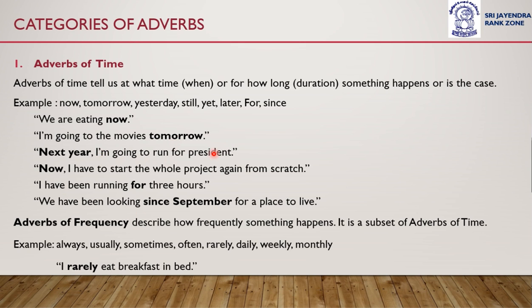Next year I am going to run for president. So next year is the adverb of time in this sentence. How can we tell? We just have to ask a simple question. When or for how long? So, when are you going to run for president? Next year. Okay. So, next year is the adverb of time over here.